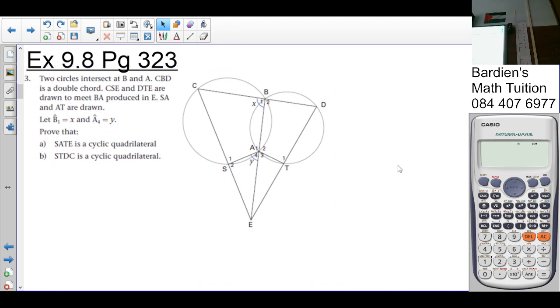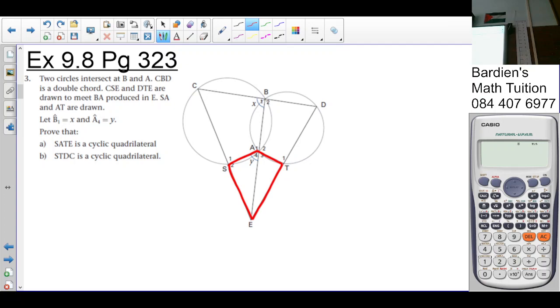Okay, this one here. This was a nice one. The little construction comes into play, for those of you who checked out the memo. So two circles intersect at A and B. We are told that CBD is a double chord. CSE and DTE are drawn to meet BA produced to E. SA and AT are drawn. Let B1 be X and A4 be Y. The question says, prove that SATE is a cyclic quad.